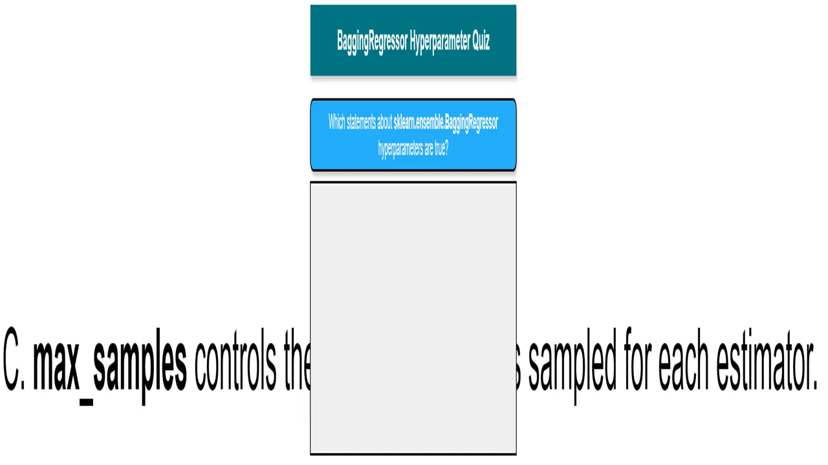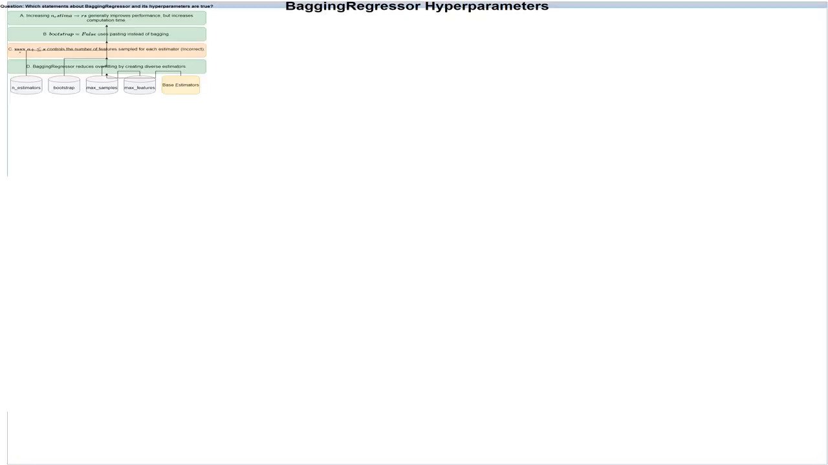I'm asking, does the max_samples parameter in BaggingRegressor control the number of features? Nope. The max_samples parameter controls the number of data points sampled for each base estimator. The number of features is controlled by max_features.